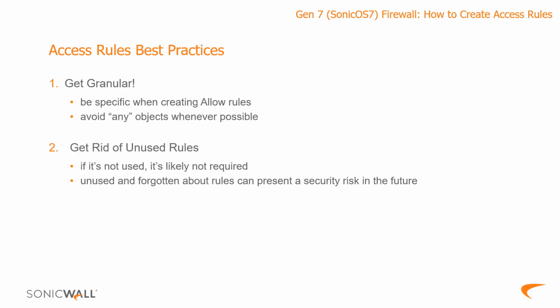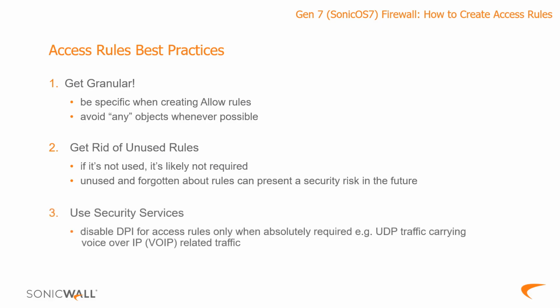And then number three, for all the remaining rules, you'll want to utilize DPI, GeoIP, botnet filtering, etc. You should only ever have a rule or rules without these security services when there's a specific need to do so, or to disable it, typically when there's a conflict of some sort.